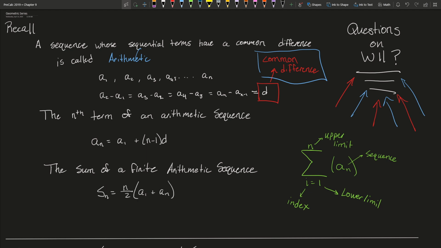All right, let's go ahead and get started. A couple things I want to do today. I want to review arithmetic sequences. I'll go over, it looks like only one question from the homework. And then after that, we'll start to cover geometric sequences, their nth term, and their sums.